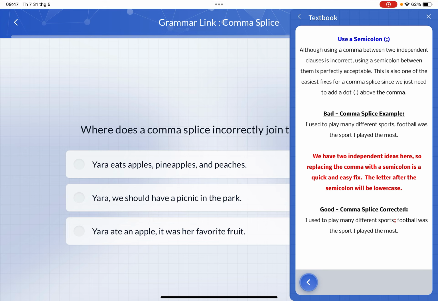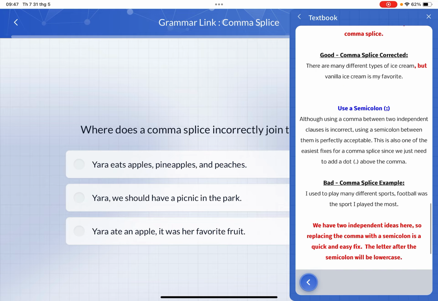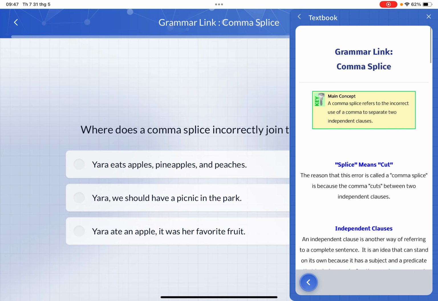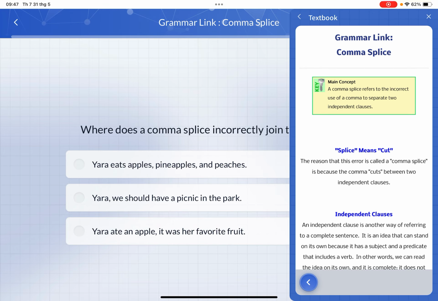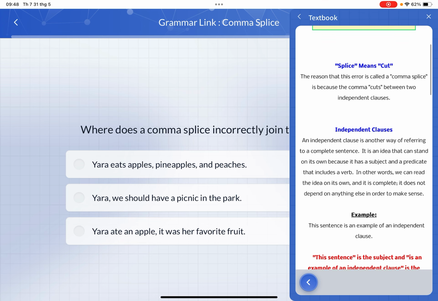Here, the letter after the semicolon will be lowercase, remember that. So just by adding a dot above the comma, it is already correct. So I guess that's all about comma splice. It refers to the incorrect use of a comma to separate two independent clauses. Remember, there are many ways to fix it, but do not use a comma between them.